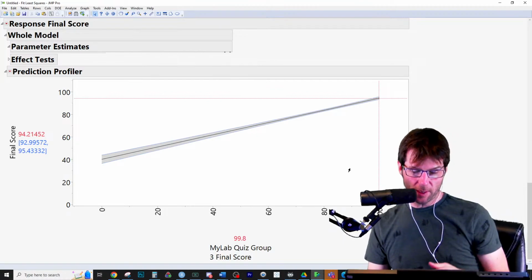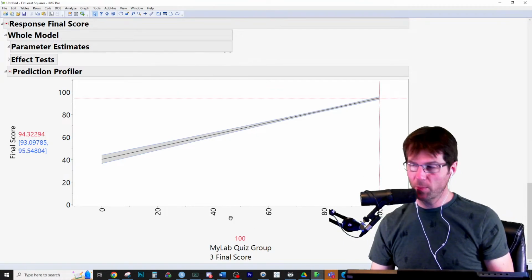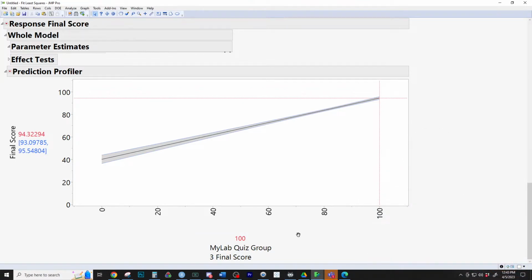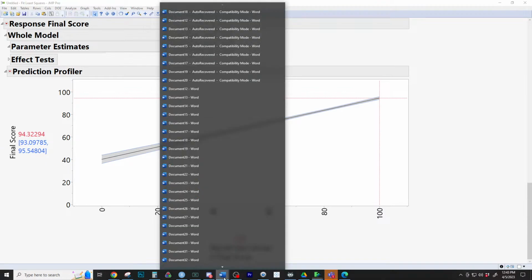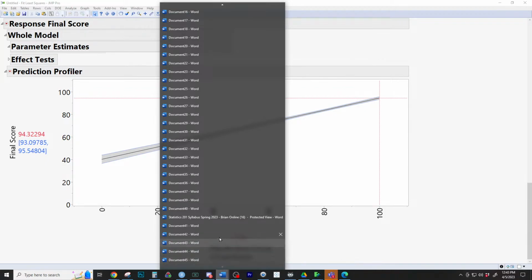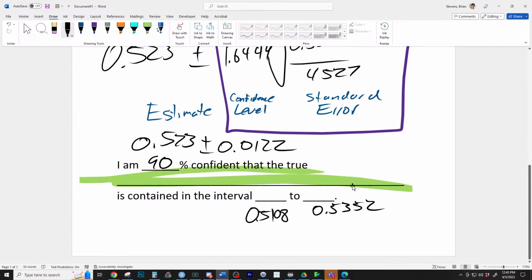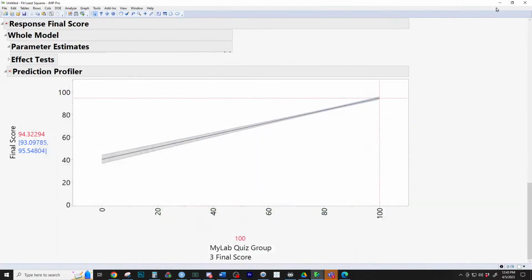So I am 95% confident the average grade of a student in the class who gets 100 on my Pearson assignments is contained in the interval 93.1 to 95.5. And if you think about what I just did, I am using what we did earlier today and saying I am 95% confident the true mean final score in the class of students who get 100 on my Pearson 3 is contained in the interval 93.1 to 95.5.